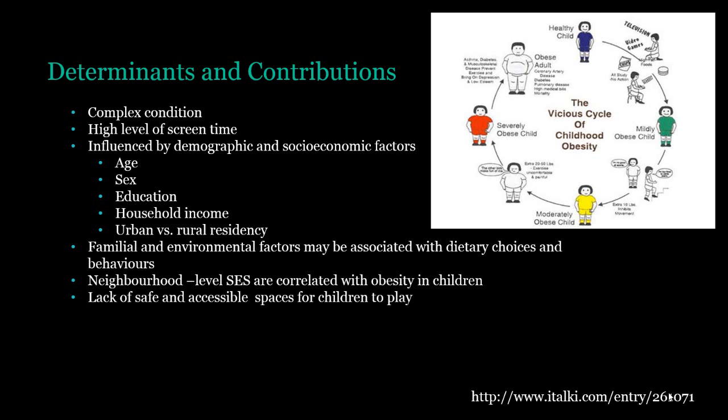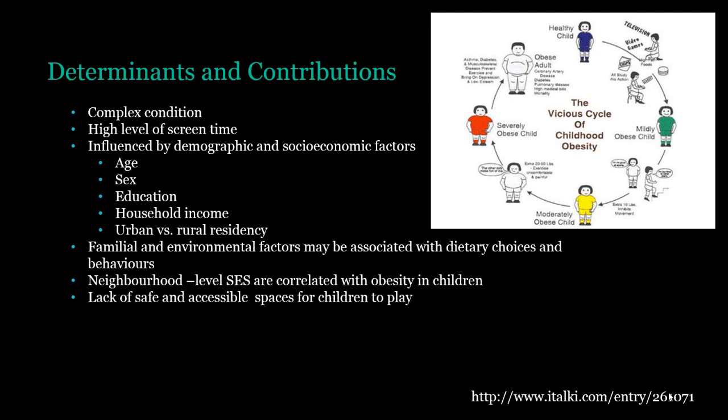Familial and environmental factors may be associated with dietary choices and behaviors. Consuming sugar-sweetened beverages between meals and skipping breakfast have been associated with an increased risk of obesity in children and youth. Food insecurity, or income-related problems in accessing food during the preschool years, has been found to increase the likelihood of overweight later in childhood. Analyses have shown that indicators of neighborhood level SES are correlated with obesity in children and youth.